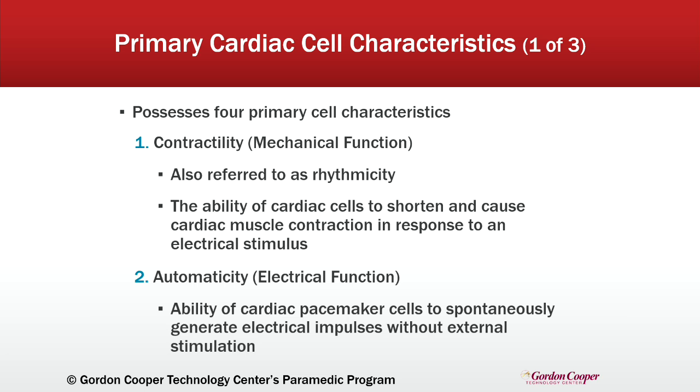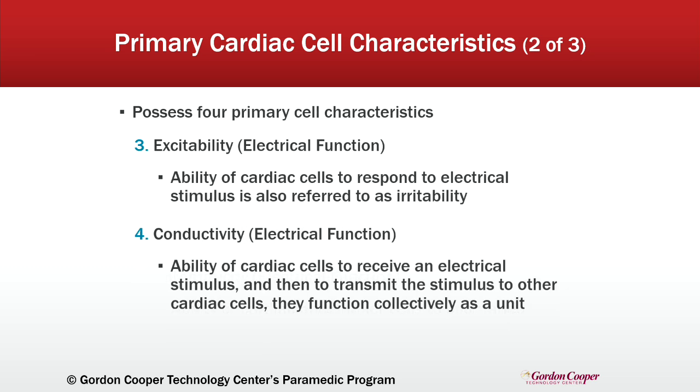And then we have automaticity, which is an electrical function. Automaticity is a fascinating feature of cardiac pacemaker cells. These cells can spontaneously generate electrical impulses all on their own without needing any external stimulation. That means that even if no outside signals are coming in, the heart can still produce its own rhythm, ensuring it keeps beating continuously and consistently.